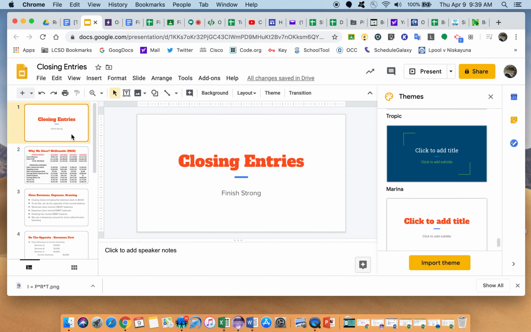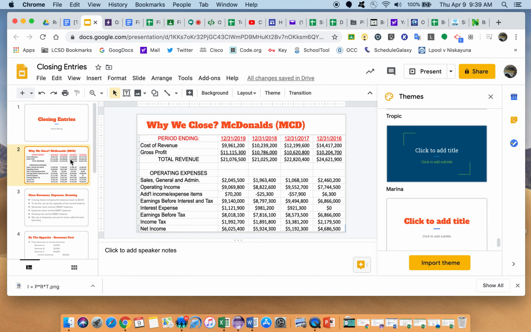Closing entries. Why do we close is the question. Why do we close? So I went out and found the quarterly reports on McDonald's quarterly income statement. The numbers aren't important. The reason is why we close.